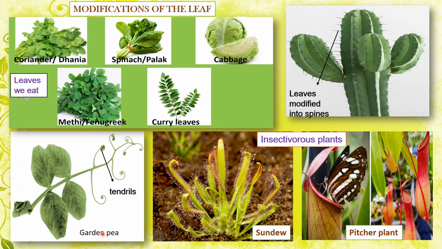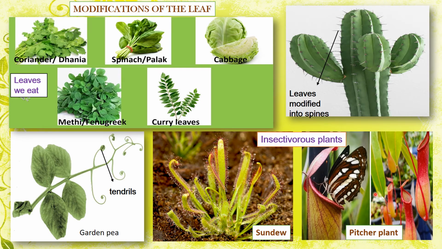Some plant leaves are used for climbing. For example, in the garden pea, some leaves are modified into thread-like structures called tendrils, which help the plant in climbing. Some leaves are used to trap insects, and these are called insectivorous plants.